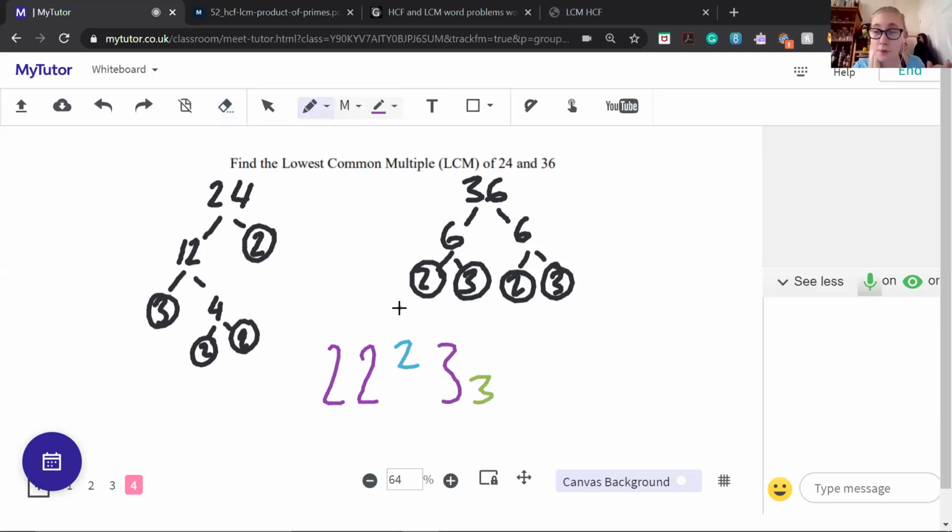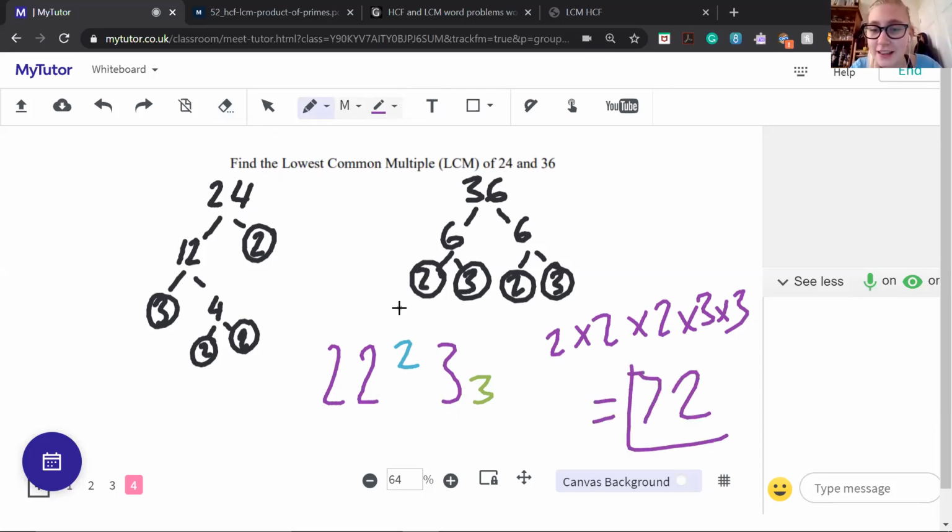To get the lowest common multiple, we want to share as many of the numbers as possible. And now, look what we've got here: 2 times 2 times 2 times 3 times 3. So we've got 2 times 2 times 2, 72. Do that. And that's our lowest common multiple.